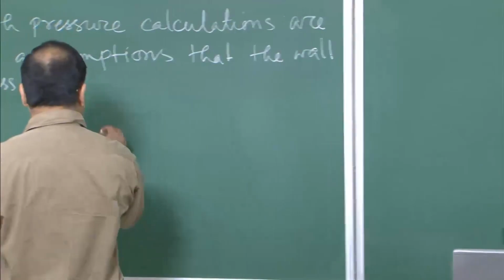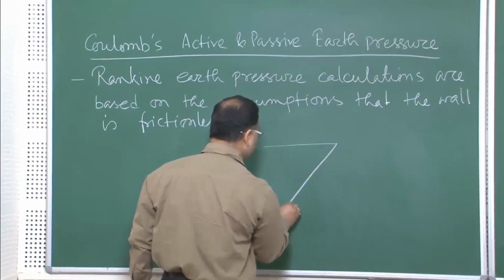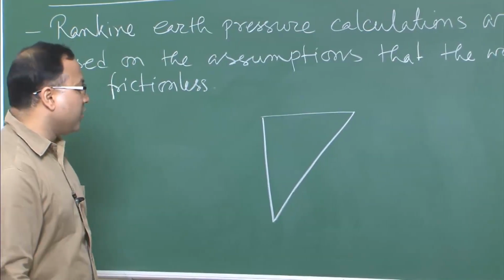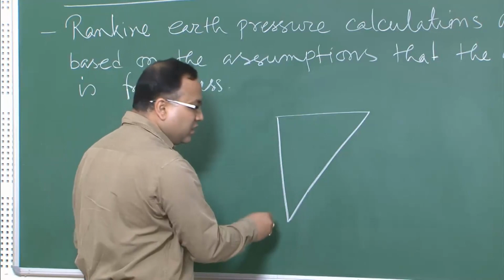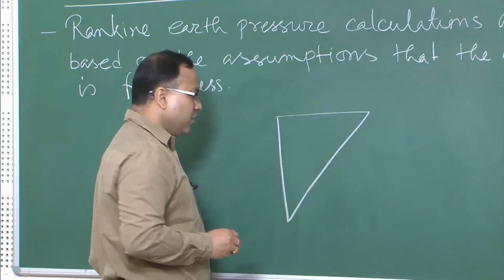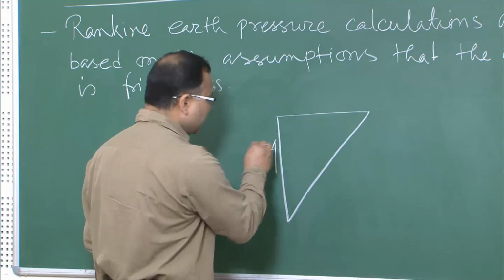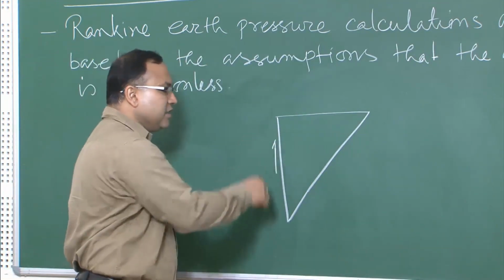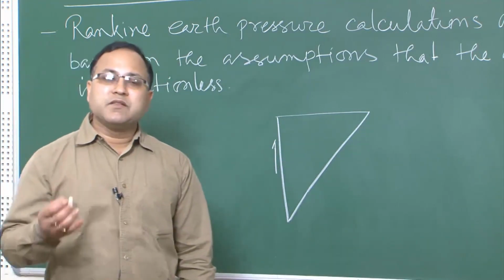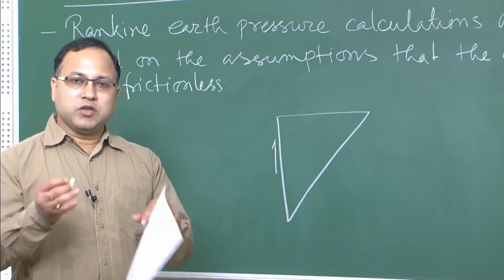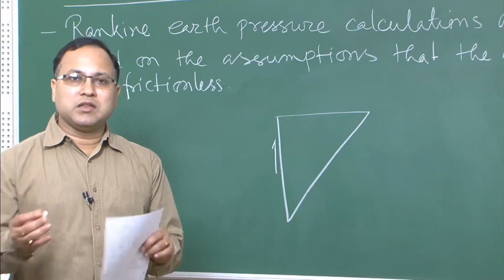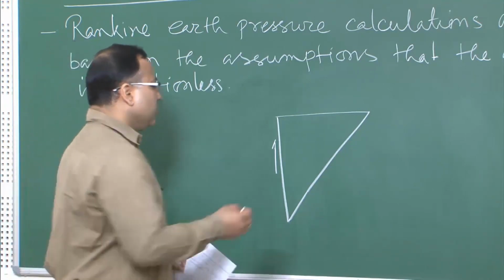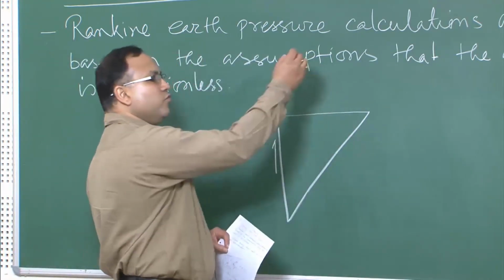Suppose this is the wall, and this is the backfill. In the active situation, the backfill will try to move in the downward direction, am I right? So, you will be getting some resistance in the upward direction, and this resistance is based on the interface friction. If soil-wall interface friction is not there, then this kind of resistance will not be developed.